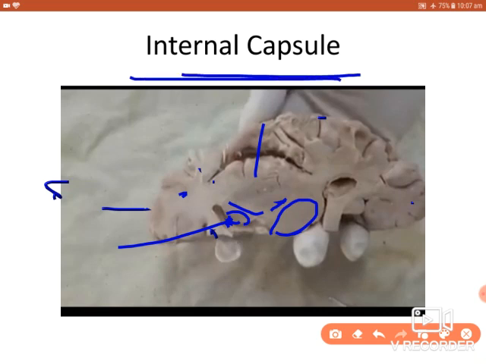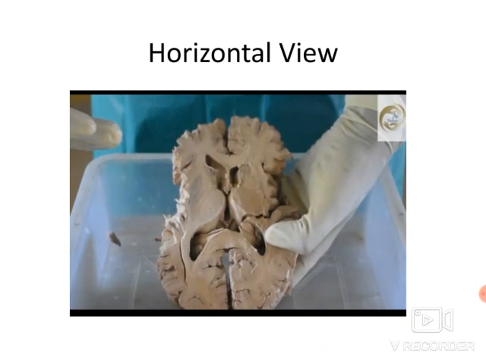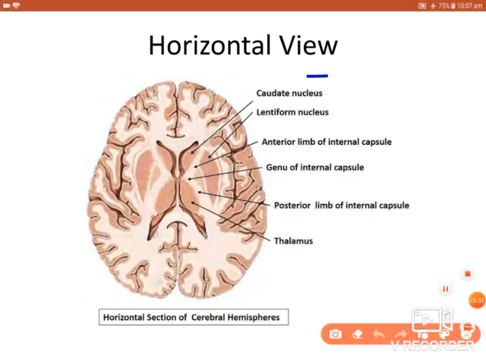So that's about the internal capsule. Then about the parts of the internal capsule, here this is the horizontal view. This is a transverse section through the cerebrum, through the level of the thalamus. You can see this is anteriorly, and here this is posteriorly.